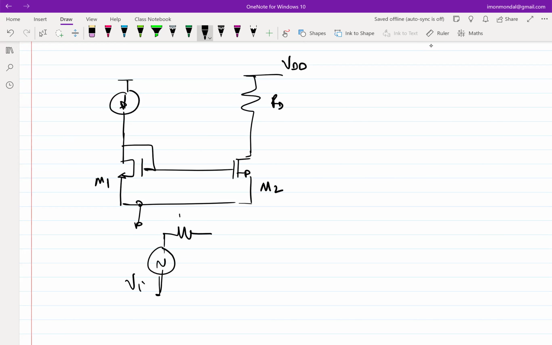This is VI, this is RS. I have opened up an avenue of applying an input between the gate and the source of M2. So can you tell me a way of applying the incremental input between the gate and the source of M2? The source is grounded, so essentially the incremental input has to be added to the gate. So how do I go about doing it?